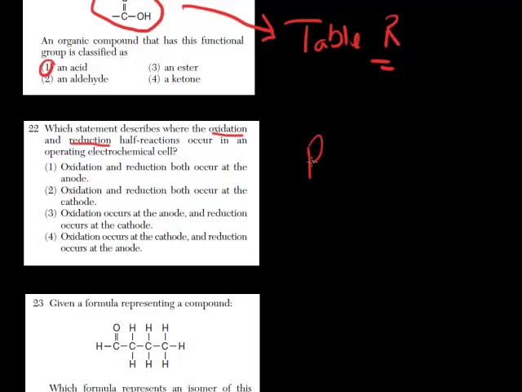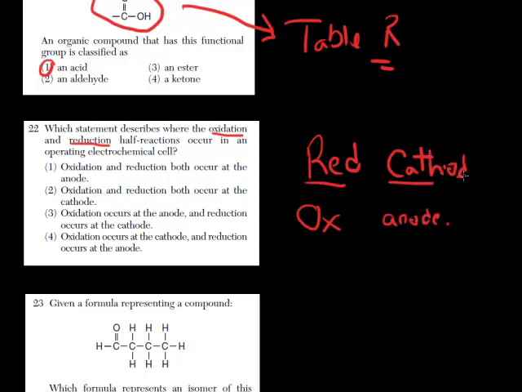Well, the only thing you have to remember for this is that there's a red cat. Reduction occurs at the cathode, period. And what happens at the anode? Oxidation at the anode. So it's a red cat, or reduction at the cathode, oxidation at the anode. So oxidation and reduction both occur at the anode? Not today. Oxidation and reduction both occur at the cathode? Nope. Oxidation occurs at the anode and reduction at the cathode. There's your red cat. They've matched them properly together, so there's your correct answer. And just to be sure, number 4 says the exact opposite, so it is completely wrong.